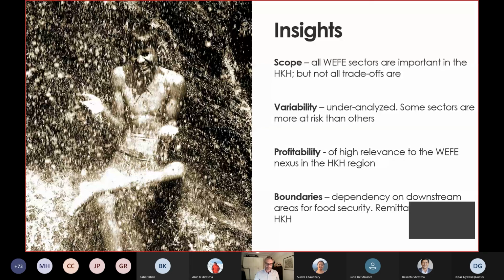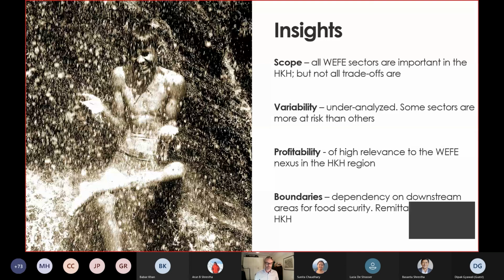I think variability is often underanalyzed in nexus studies, so I think it's very important to look at the impact, for example, in drought years, and some sectors are much more vulnerable to those impacts than others. And so just looking at mean values is sometimes risky because you might miss out on important trade-offs. Profitability is an aspect that doesn't come back in that many nexus studies that I know, but clearly in the HKH region, it's an important point.